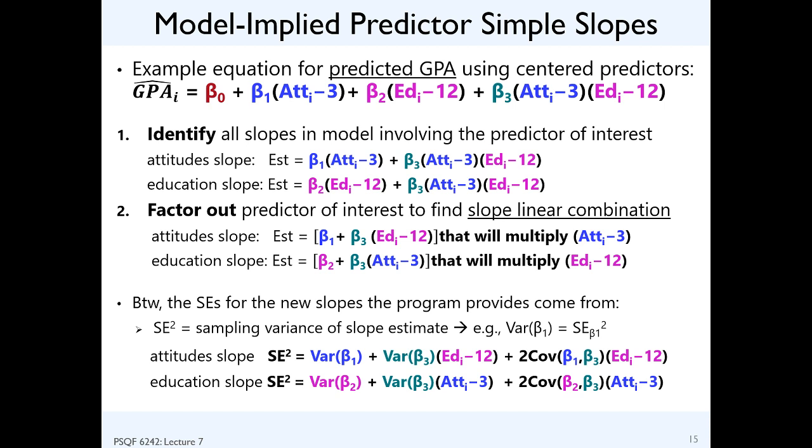So we have to ask it to estimate this quantity and tell it what is the value of the interacting predictor that we want to have the slope for. And in case you care, here's how it gets the standard error. So in theory, you could calculate all of this stuff by hand, but I like you more than that. I'm not going to make you do that.